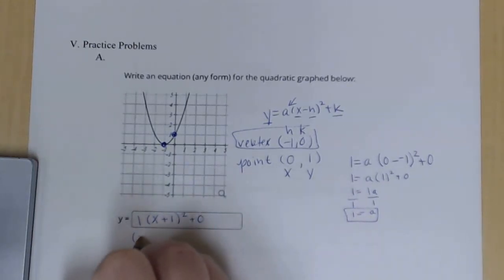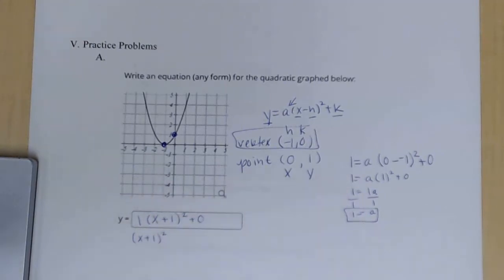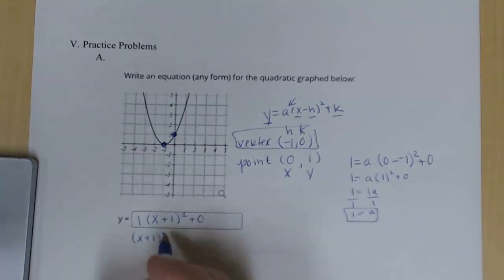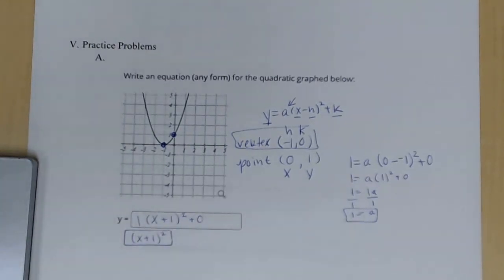And really best form would just be to say (x plus 1) squared. Multiplying by 1 doesn't change anything. Adding 0 doesn't change anything. And that would be my final answer.